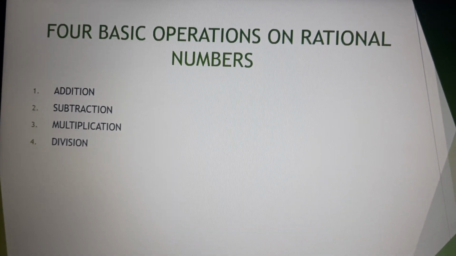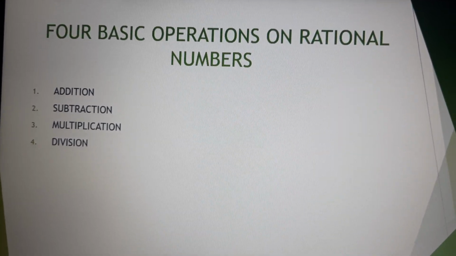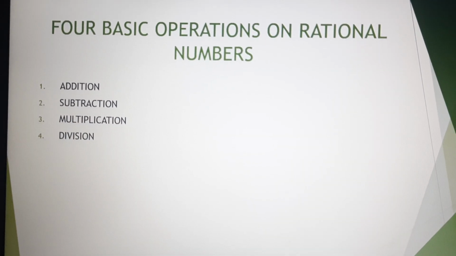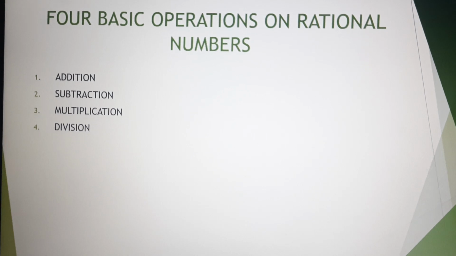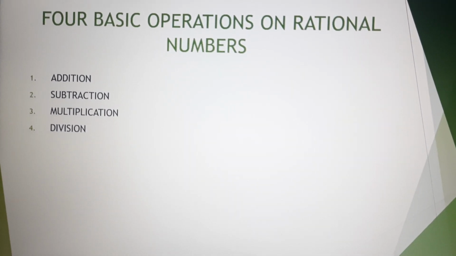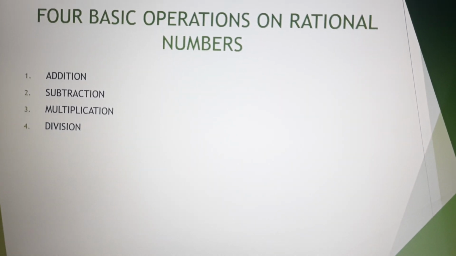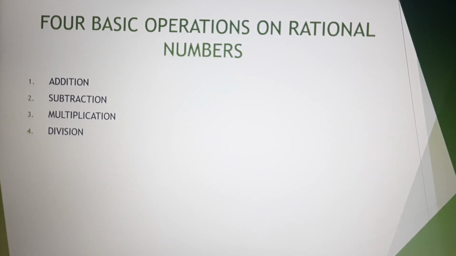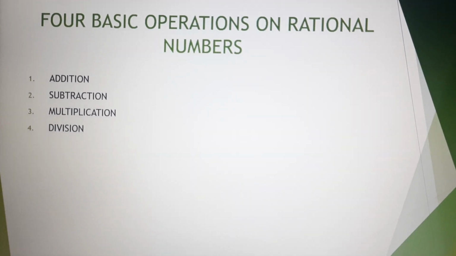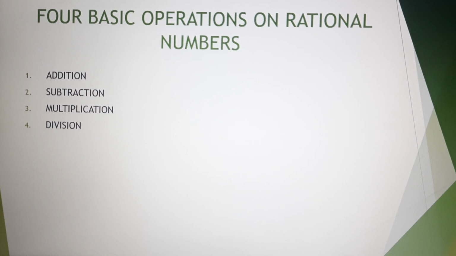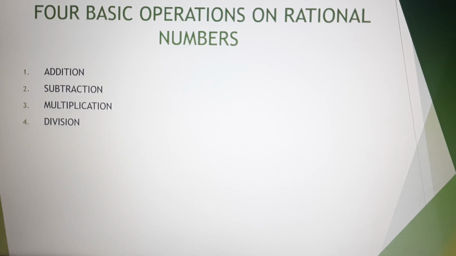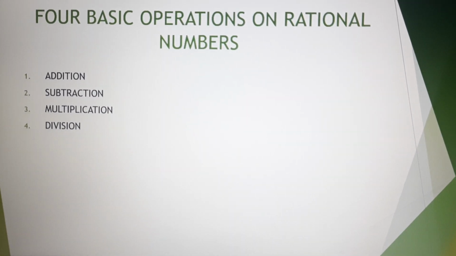What are the four basic operations we have in maths? Addition, subtraction, multiplication and division. So here we are going to learn addition, subtraction, multiplication and division of rational numbers. For addition and subtraction, we have to check if the denominators are the same, then we can directly add the numerators. Otherwise, we have to take the LCM to solve the problems.